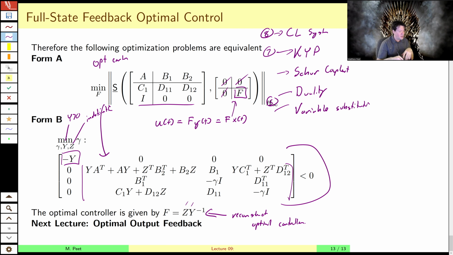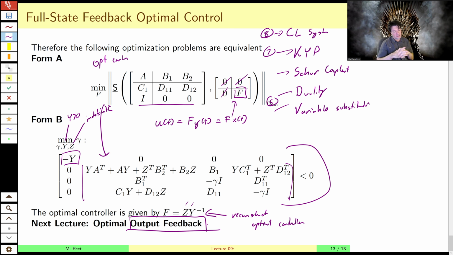Done. Next lecture, we will talk about output feedback, dynamic output feedback, where the problem is a little bit more complicated, because we have 3 more variables, and so obviously these variable substitution tricks are going to have to be much more sophisticated. But at this point, we can at least say something about optimal control.